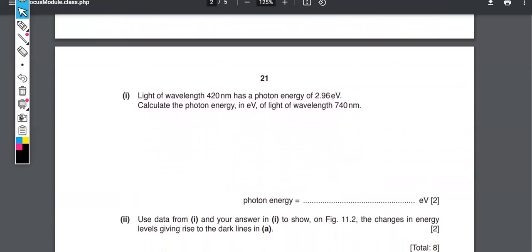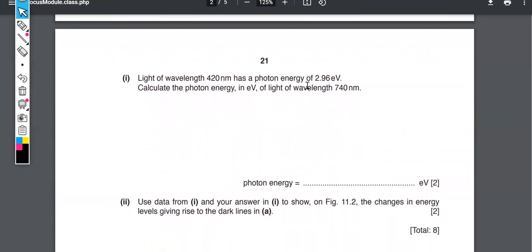It says light of wavelength 420 nanometers has a photon energy of 2.96 electron volts. Calculate the photon energy in electron volts of light of wavelength 740 nanometers. When we did this calculation before, I showed you there's two different ways to think about this. One is to look at the Einstein relation. It says energy equals Planck's constant times frequency. The speed of light is wavelength times frequency.